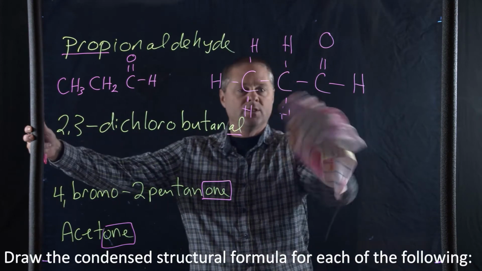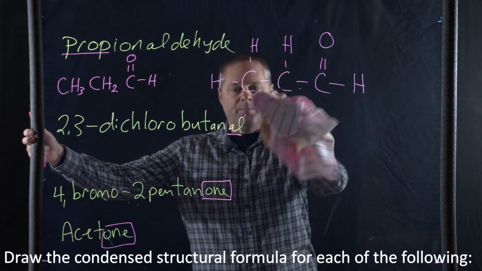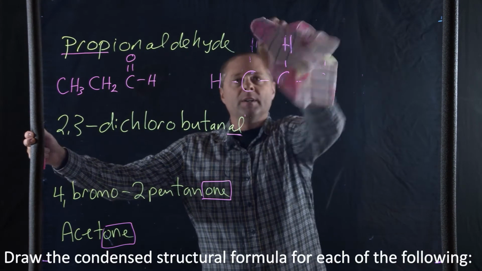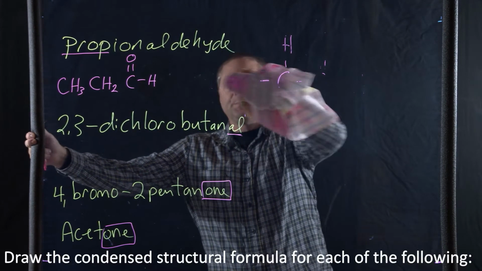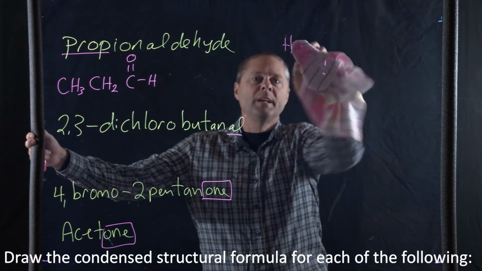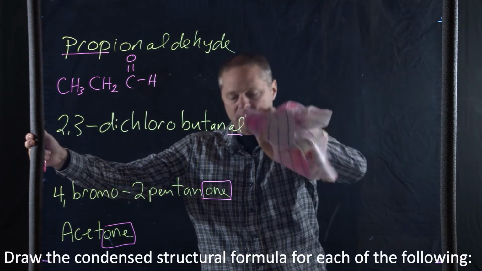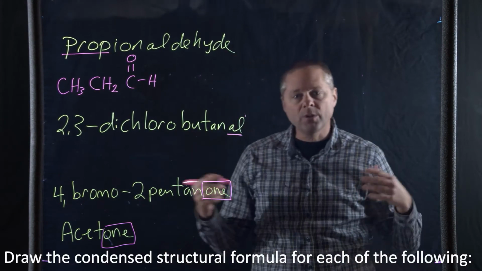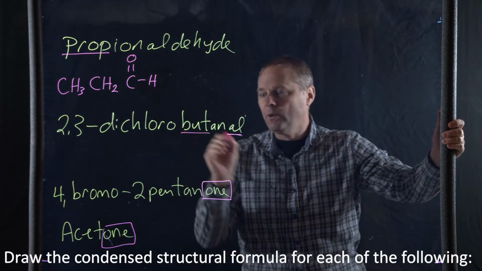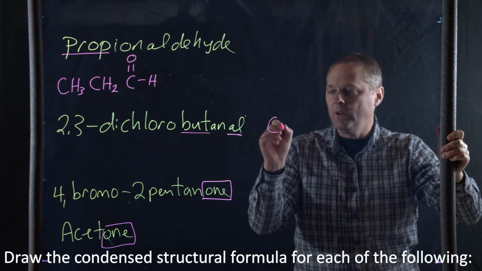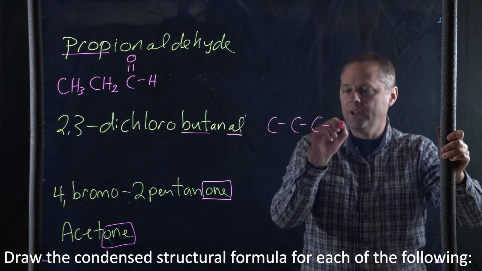Now I'm going to erase this, sorry. We have a little bit more room to work here. All right. But we know this is going to be an aldehyde because we have the al suffix. So first of all, we're going to start with our carbon backbone. We know that this is going to have 4 carbons, so we have 1, 2, 3, 4.